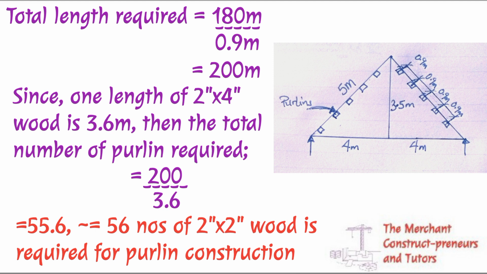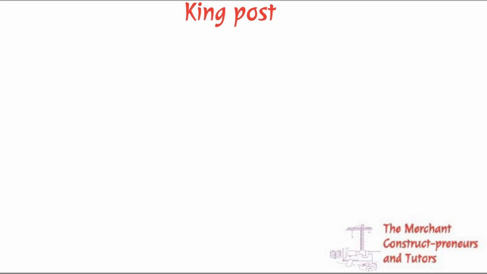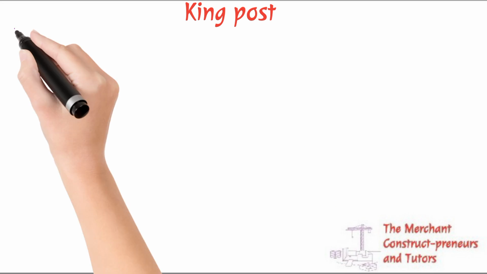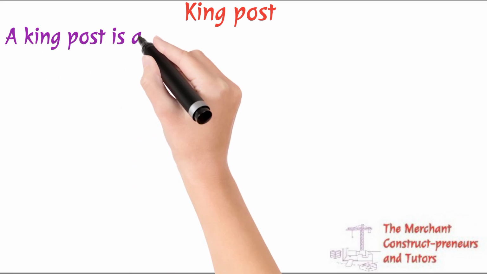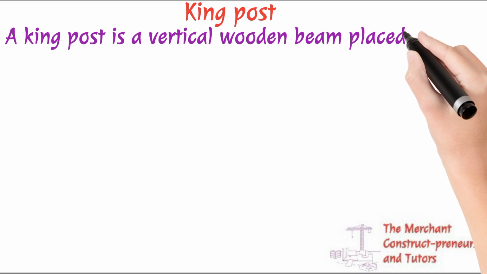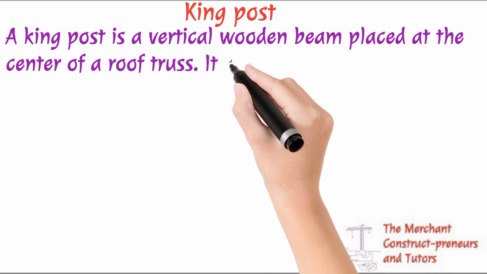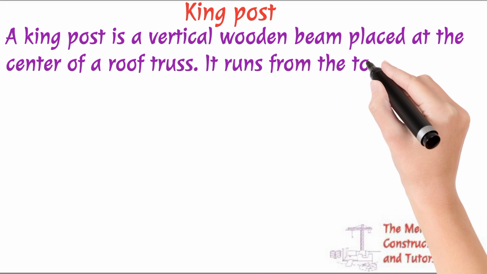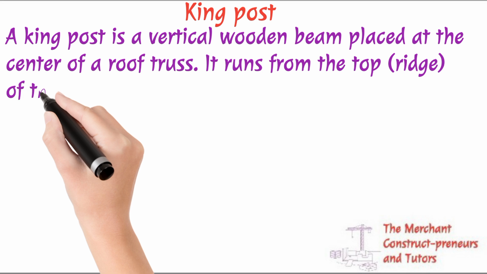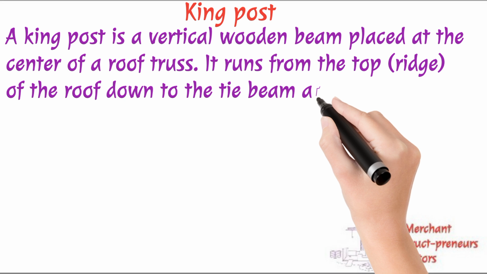And then, from here, we said one length of 2 by 4 is 3.6 meters. So getting the total number of purlins now, we'll be having 200 divided by 3.6, and then we're having a number 56 numbers of 2 by 2 wood, right? Okay, so we'll be looking at the next one, which is the king post.